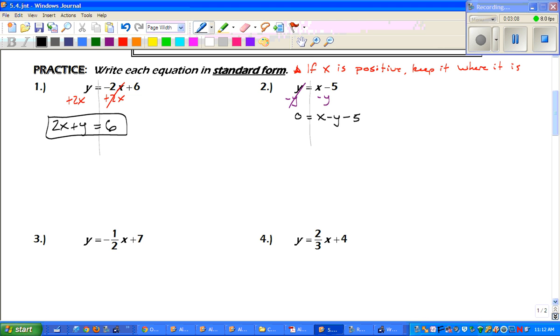Is it in standard form? No, because this guy is still over there. That's the c. We have to move it to the other side by adding 5. Those cancel, and you get 5 equals x minus y. That is the same as x minus y equals 5. You don't have to rewrite that, and that's your final answer.